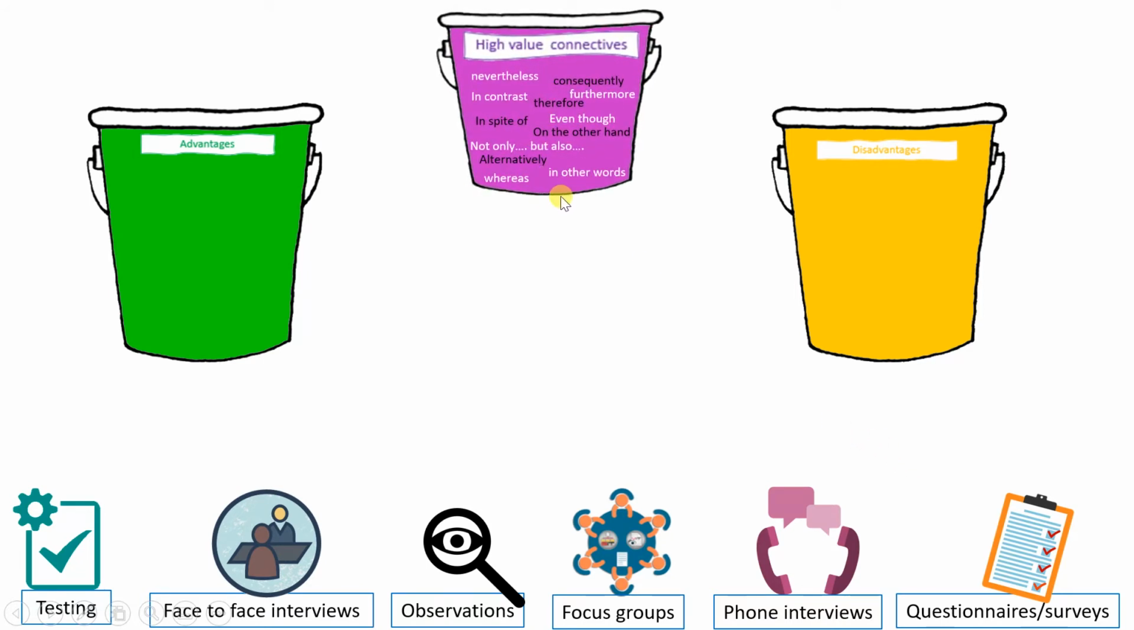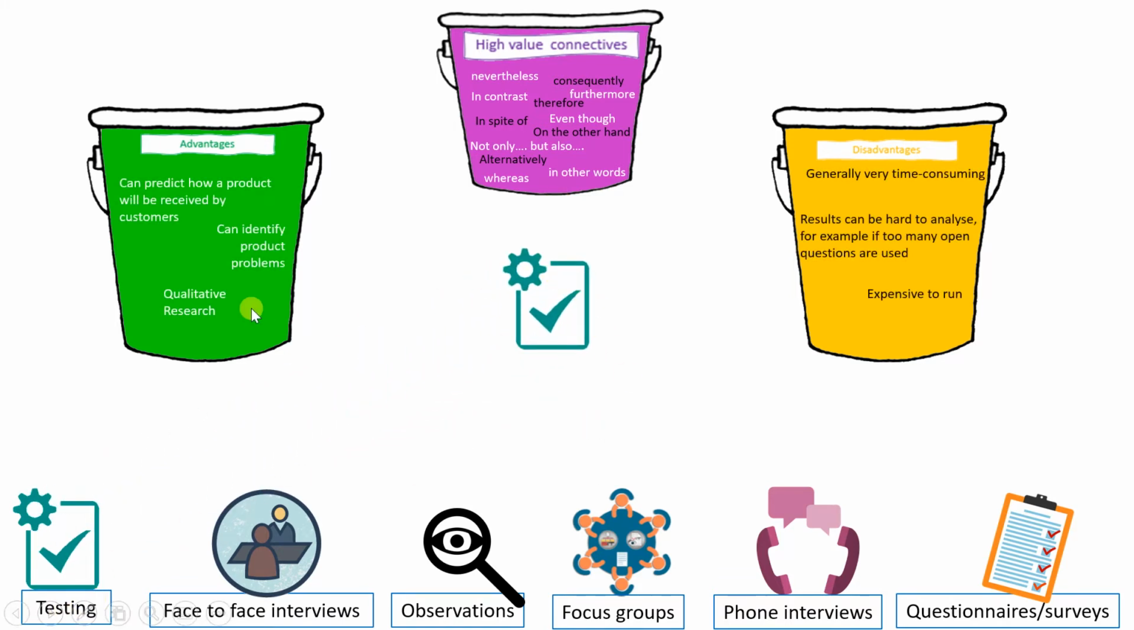Well, here's a sample of high value connectives for you to use, but I'm not just going to leave you there. I'm going to talk through a quick example of how it's best to use them. If we take, for example, test marketing. There you go, I've refilled the buckets with all the test marketing information, so we've got that to hand. And this is where we need to actually use the buckets analogy, because this is how it's going to work.